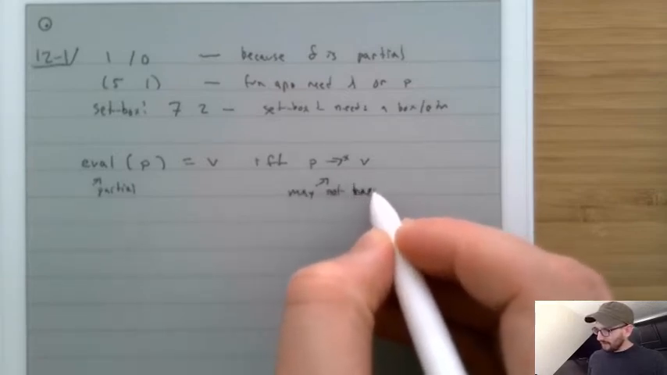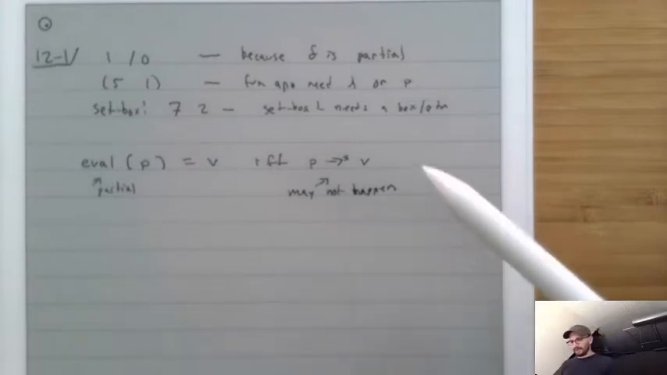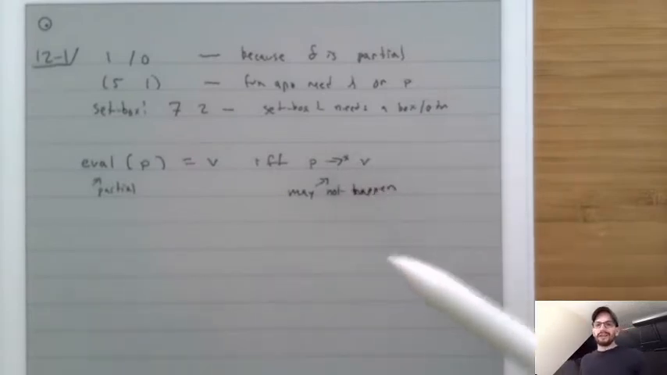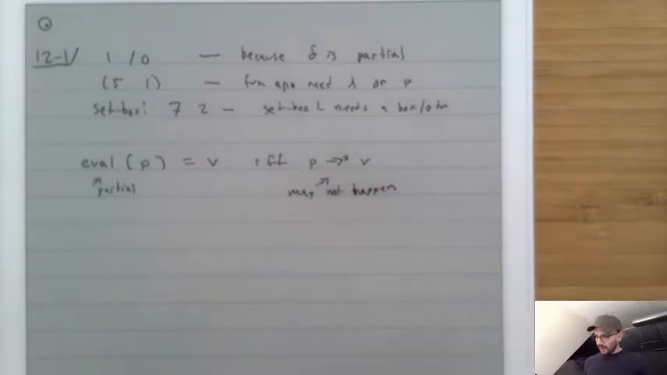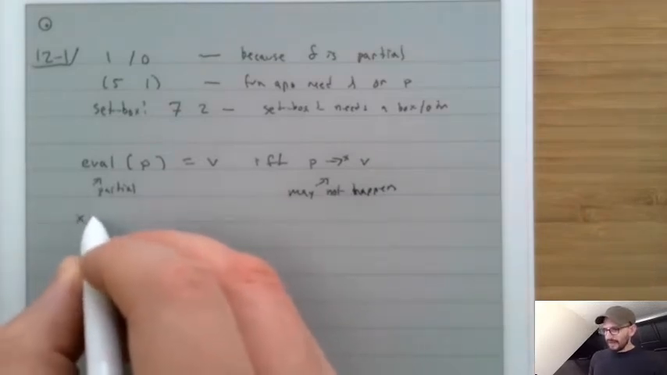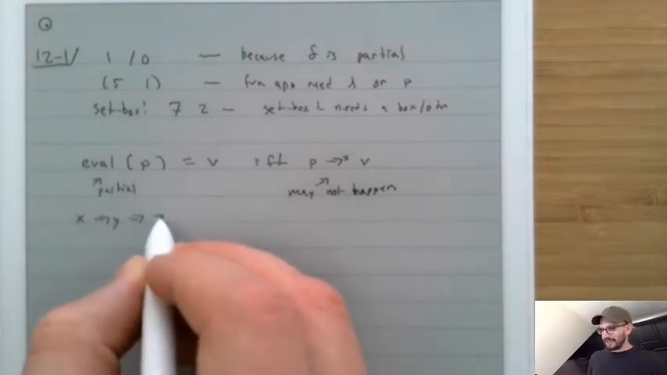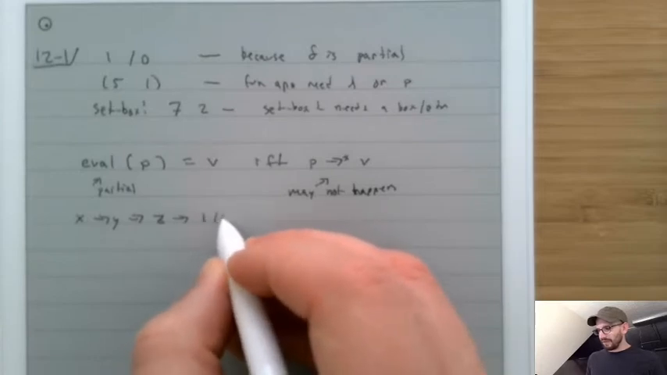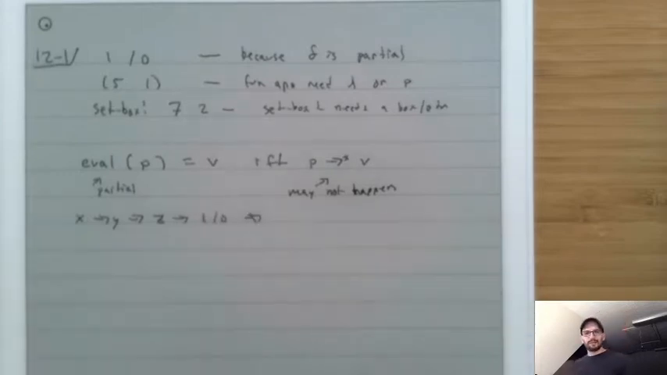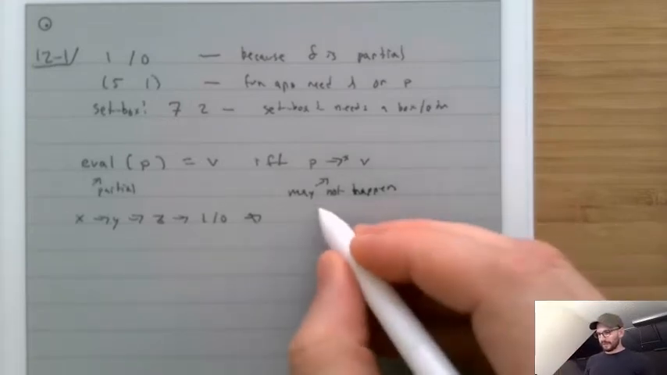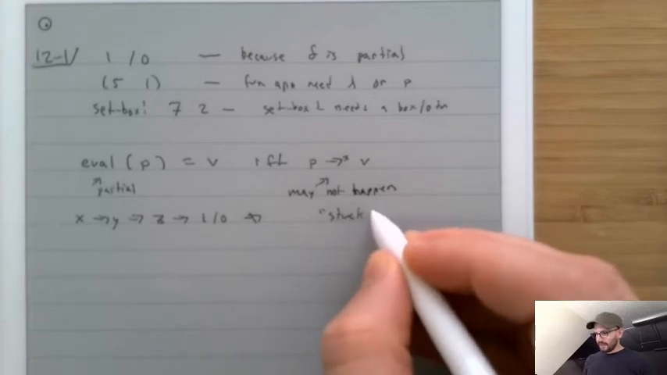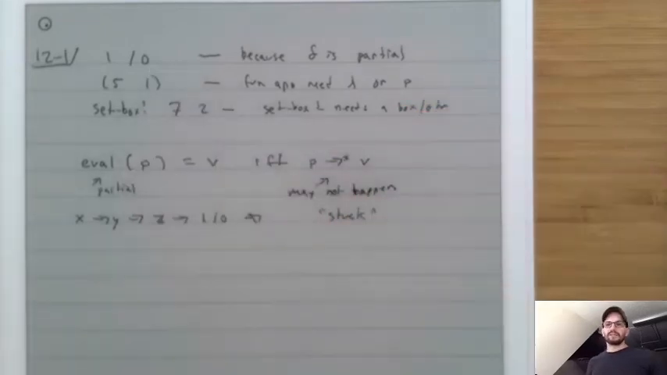And it may not happen for two reasons. It might not happen because the program might run forever, and it also might not happen because a program may go from program X to program Y to program Z, and then eventually it becomes 1 divided by 0, and at that point it just stops. There's no next step. It doesn't do anything. And since it doesn't do anything, we say that the program is stuck. All these things right here are examples of stuck programs, where our rules that define what a program means simply do not apply.